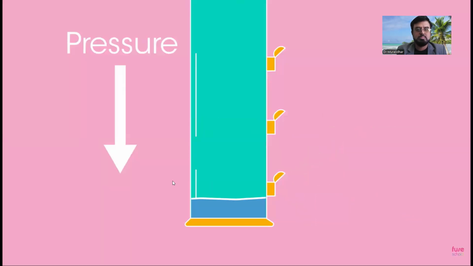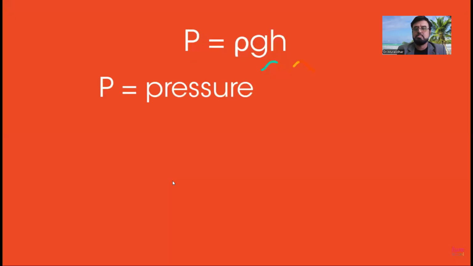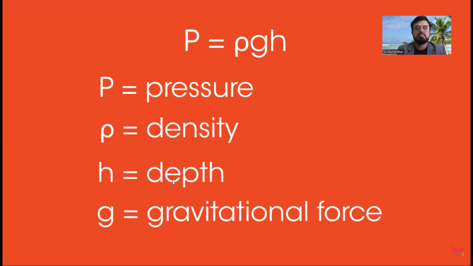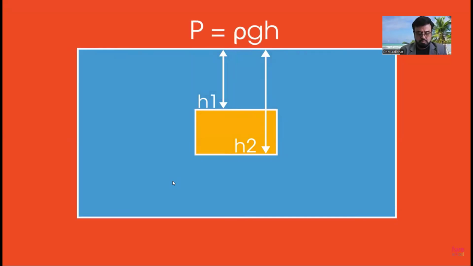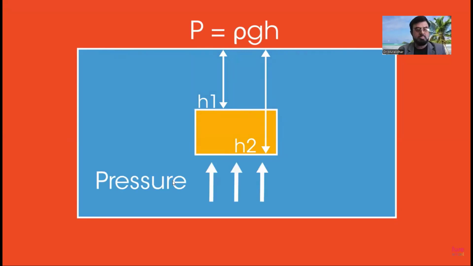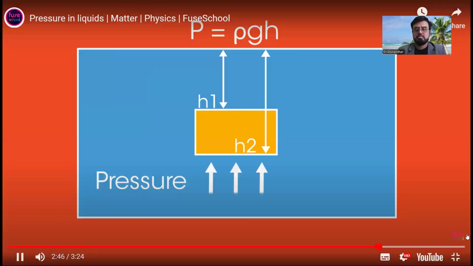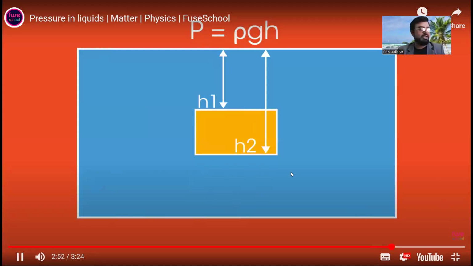We can use these facts to derive the formula, where P equals pressure, ρ equals density, h equals depth, and g equals gravitational field strength. Imagine a cuboid submerged in a tank of liquid. The distance from the surface of the liquid to the bottom surface of the box is greater than the distance from the surface of the liquid to the top surface of the box. So h2 is bigger than h1. Because P equals ρgh, the pressure on the bottom surface due to the liquid must be greater than the pressure on the top surface. This results in there being more force on the bottom surface of the box than there is on the top surface. The difference between these two forces causes a net force upwards, called buoyancy.